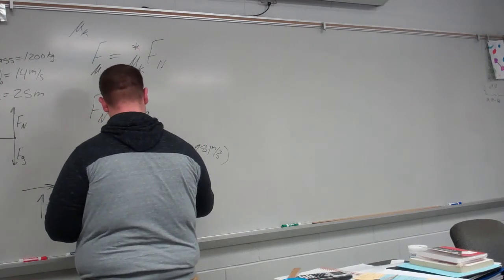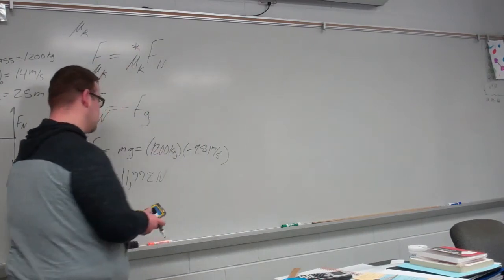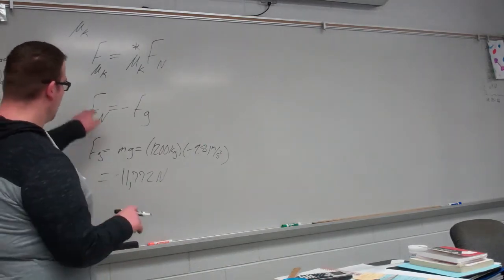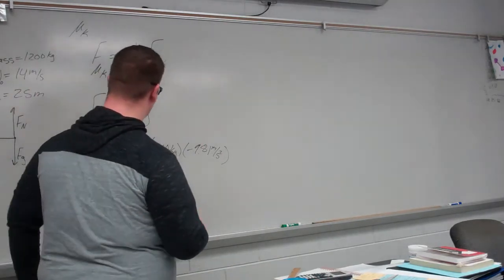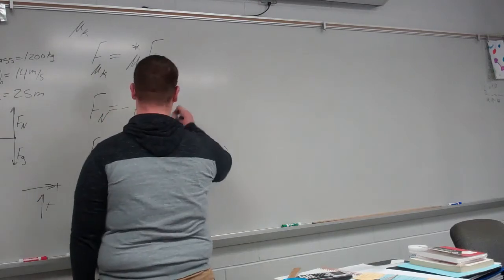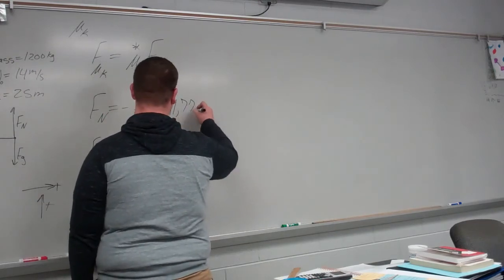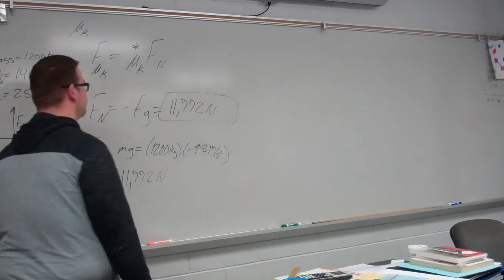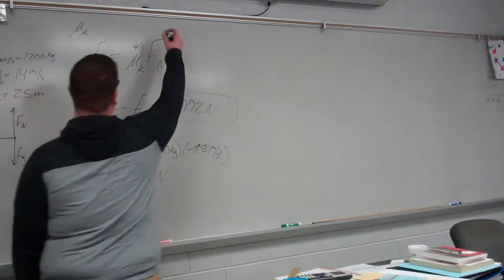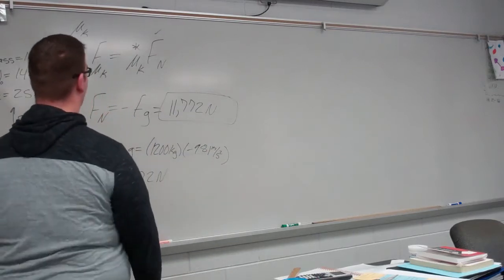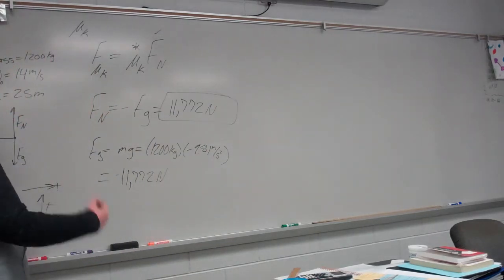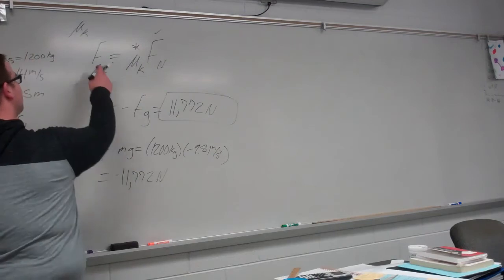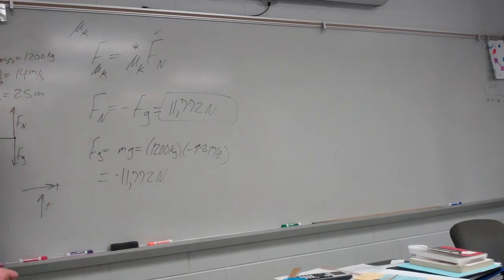Negative 11,772 newtons. Normal force is equal to the opposite of force of gravity, so it is equal to 11,772 newtons. So I now have normal force, but I still don't have everything I need. I have to find a way to find this force of kinetic friction.